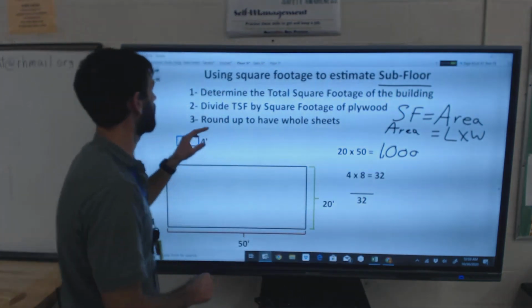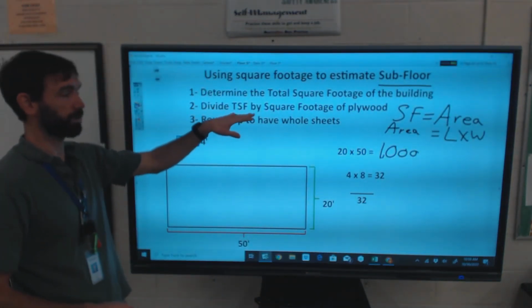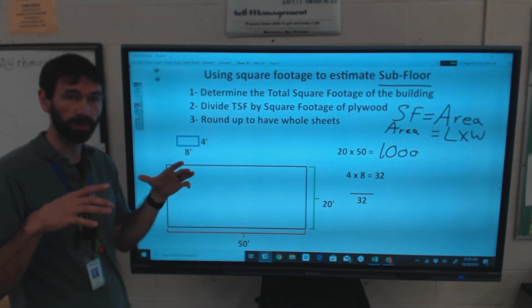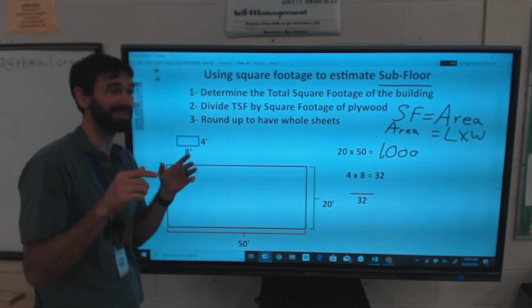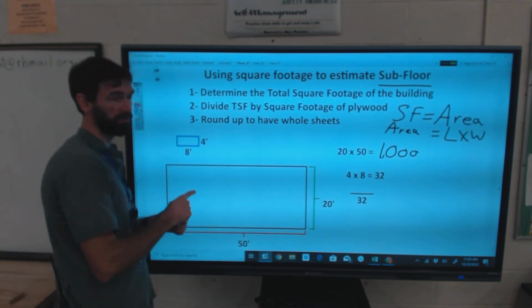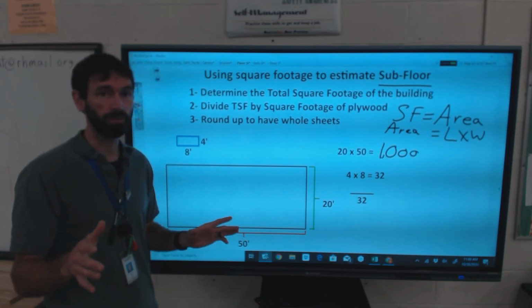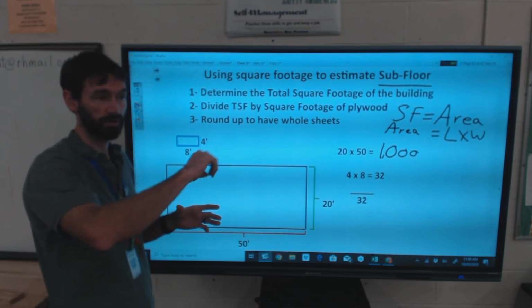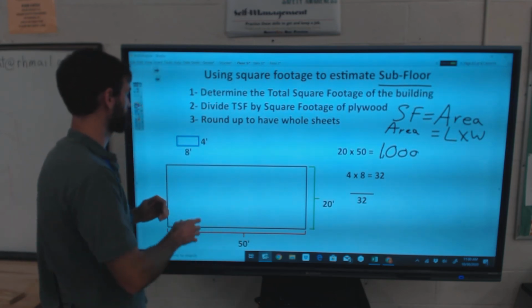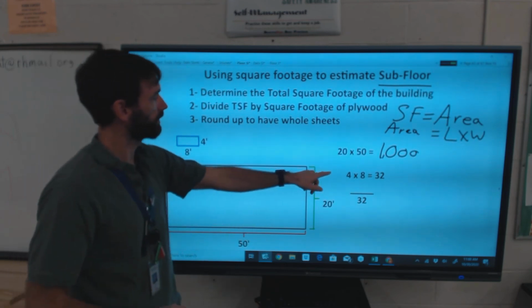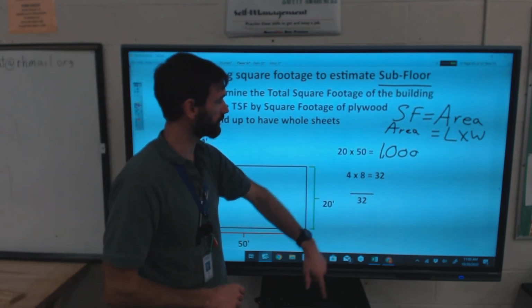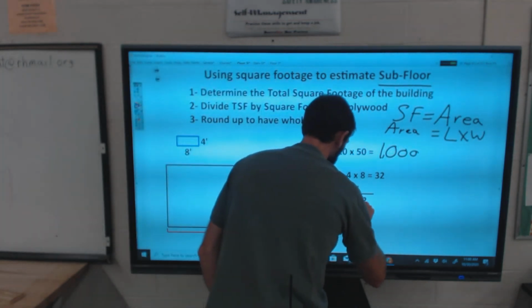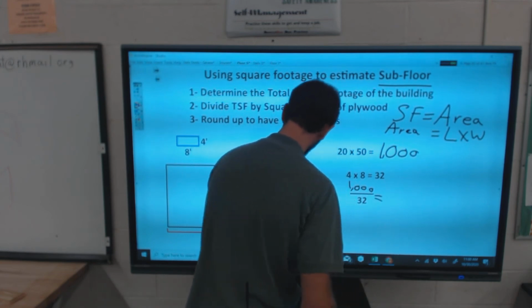Right? Now, divide this TSF, total square footage, by the square footage of the plywood, or OSB, or whatever your flooring material is. In most cases these days, it's going to be 4 foot by 8 foot tongue and groove OSB. That's what most people are going to use. Occasionally you're going to see something bigger or smaller. Sometimes you're going to run boards. It just depends on what you're using. So 4 foot by 8 foot OSB. We got to figure out the square footage of that. 4 times 8 equals 32. So divide the TSF by square footage of plywood. 1,000 divided by 32.